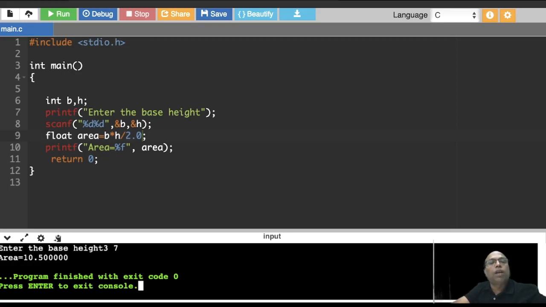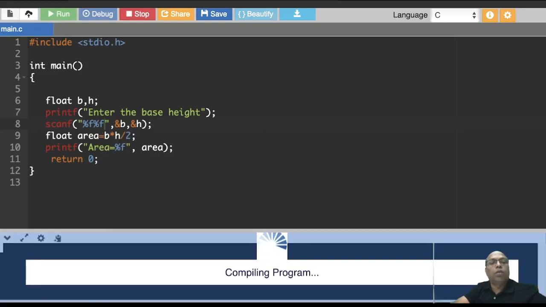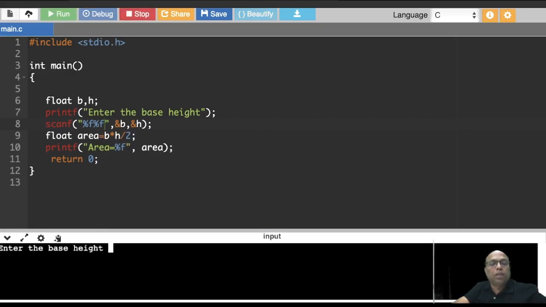Another option would have been, I don't want to put 2.0. Then what to do? Make one of the operands a float. Float into float, the result is float. But remember, you have to make it what? I'm going to put here right now, I'm going to write now in this case 3 and 7.